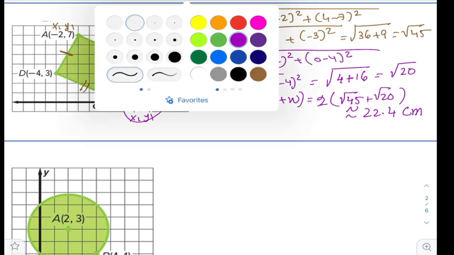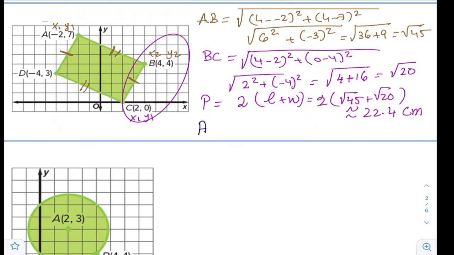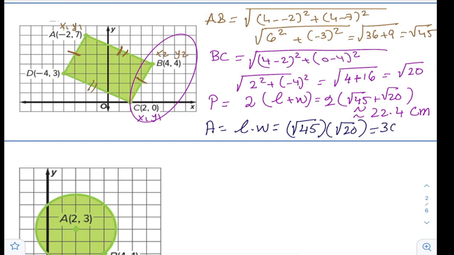Area of the rectangle is length by width, or base by height. So you should multiply square root of 45 times the square root of 20. Square root of 45 times square root of 20, it is 30, because it's the square root of 900, so it's 30 square centimeters.